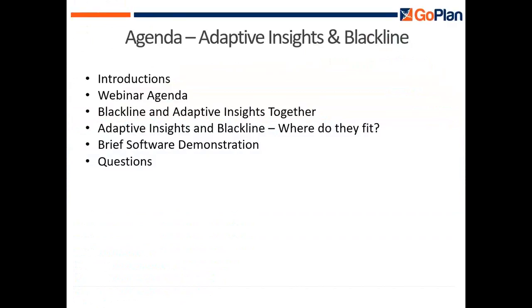But just briefly, I want to go over the agenda today. So today we're going to talk about what we think is a very unique combination of products. It's a combination of Adaptive Insights and Blackline, two products that we consider best of breed leaders in the space, and how those can tie to your ERP platform.